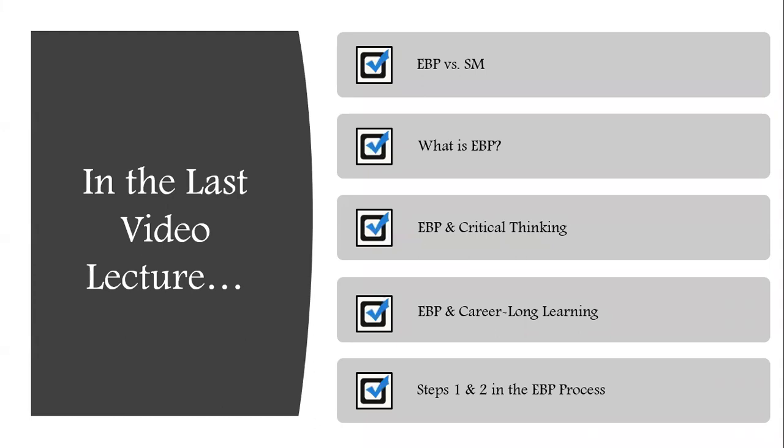In the last video lecture, we discussed the difference between the evidence-based practice process and the scientific method or the social work research process. We also discussed the meaning of evidence-based practice. In addition, we discussed the connection between EBP and critical thinking, as well as EBP and career-long learning. And finally, we discussed steps 1 and 2 in the evidence-based practice process, which is related to formulating an answerable practice question and conducting a search for evidence.